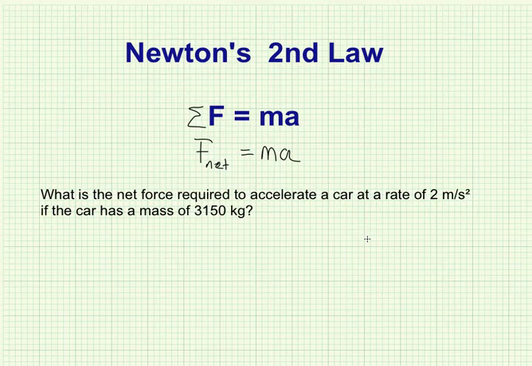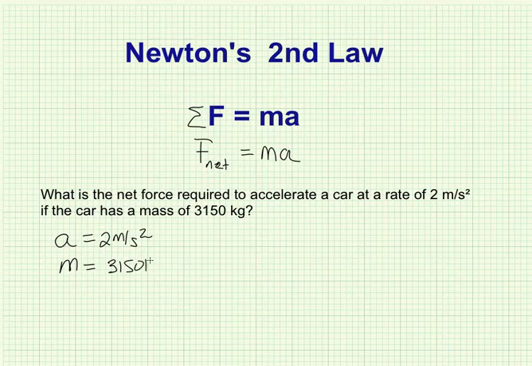So let's take a look at a couple quick questions. It says, what is the net force required to accelerate a car at 2 meters per second squared if the car has a mass of 3150? All right, so my acceleration is 2 meters per second squared. The mass of my car is 3,150 kilograms, and we're looking for the net force. So in this case, I could just write F, and that would be perfectly appropriate, since we're really only going to have this one force acting in the direction of the acceleration.